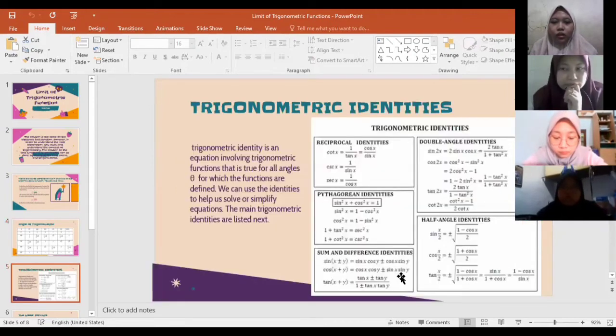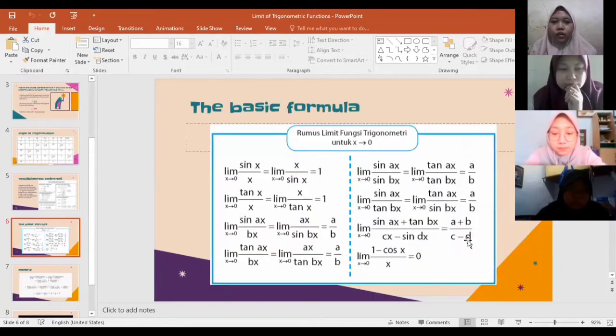Okay. And then this is trigonometric identity. Trigonometric identity is an equation involving trigonometric function that is true for all angle theta for which the functions are defined. We can use the identities to help us solve or simplify equations. The main trigonometric identities are listed next. There are reciprocal identities, Pythagorean identities, sum and difference identities, double angle identities, and half angle identities. This is the basic formula from trigonometry.